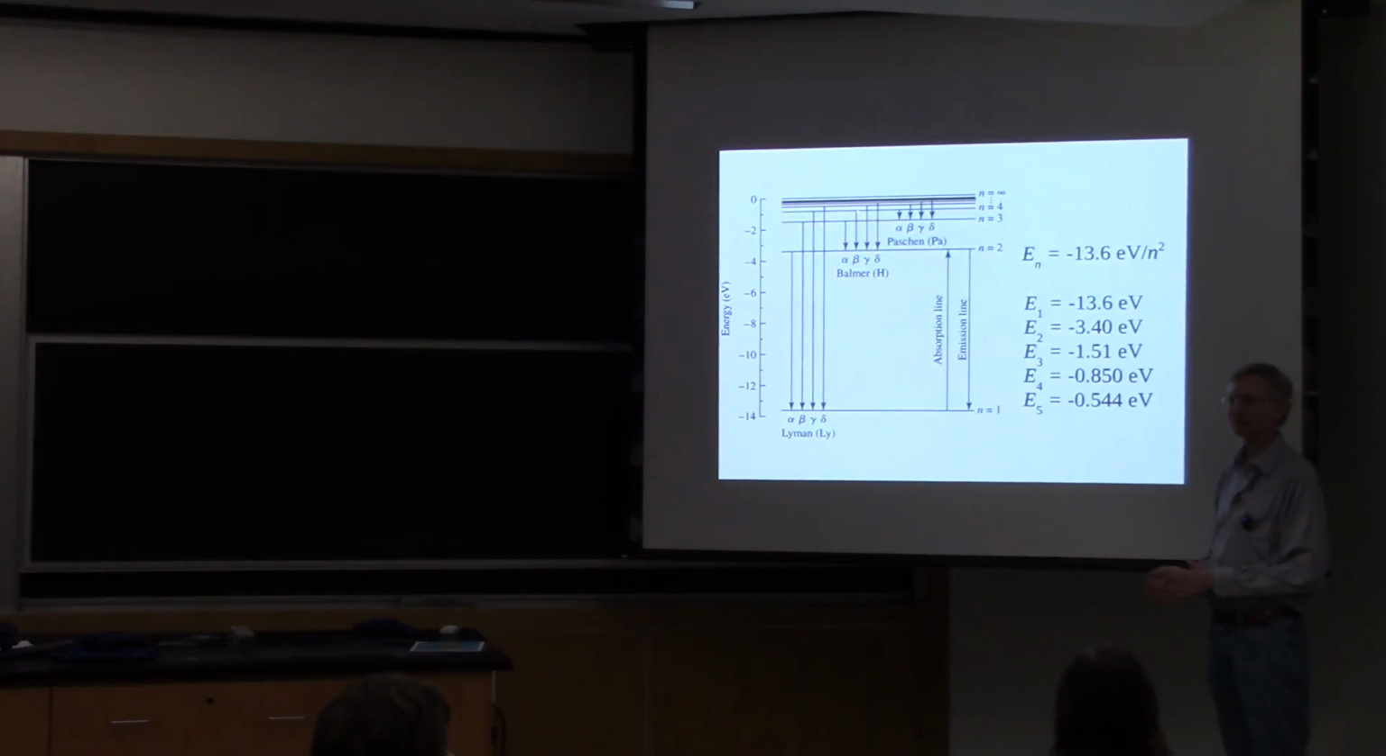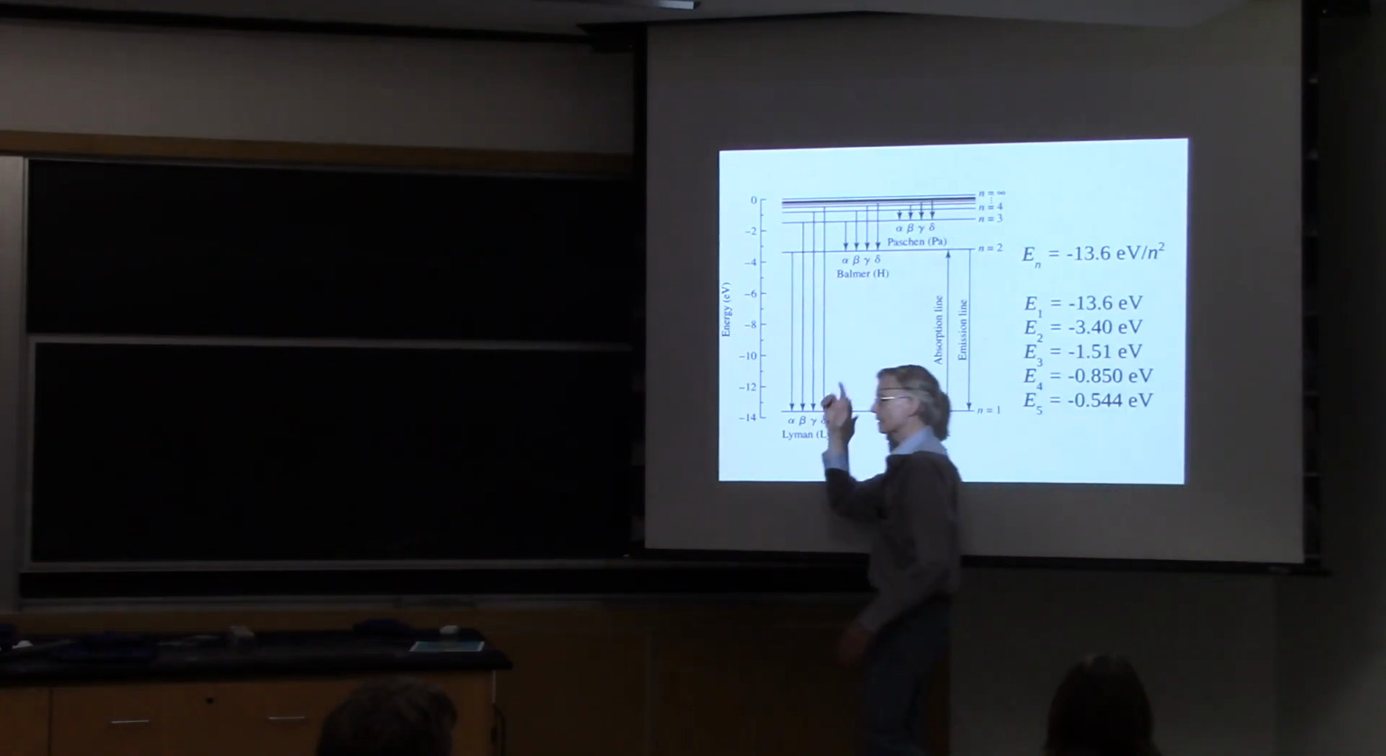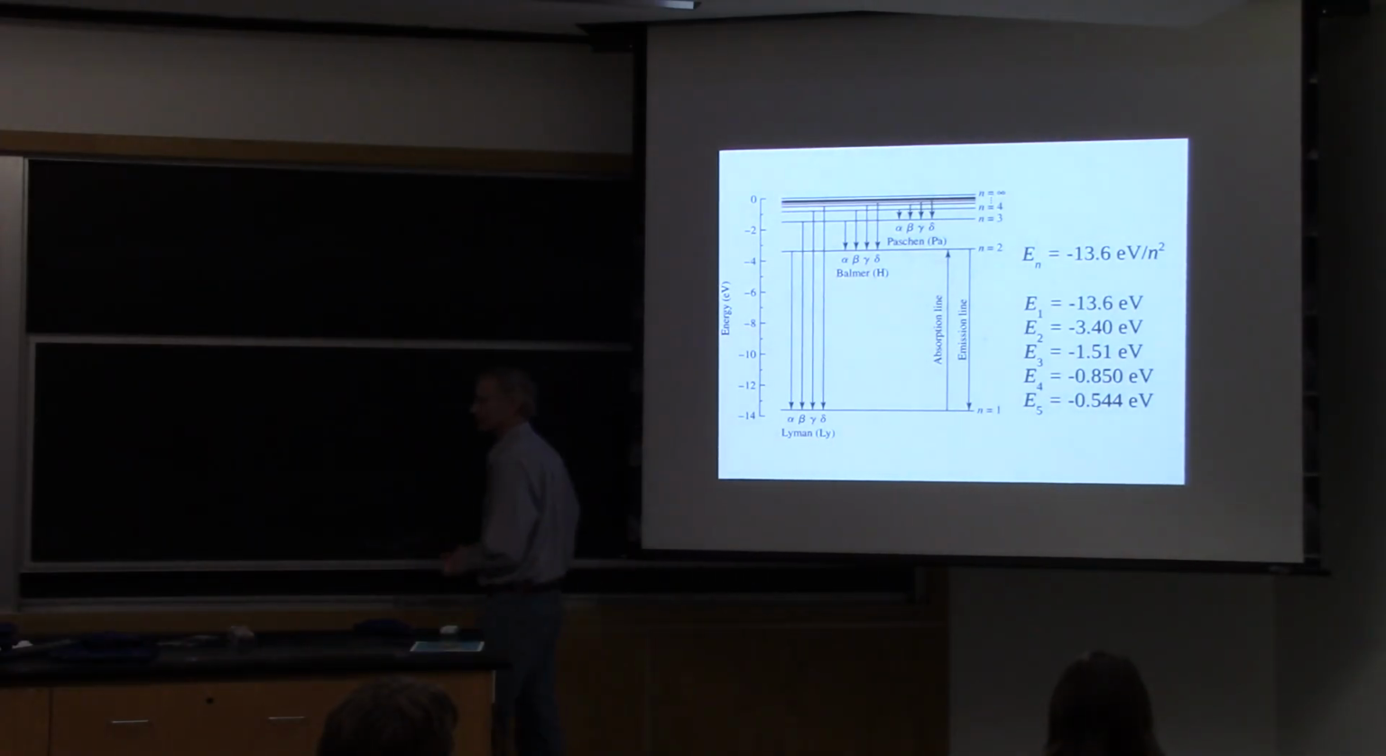How much is that? 10.2, right? 10.2 electron volts. So the Lyman alpha line is 10.2 electron volts.